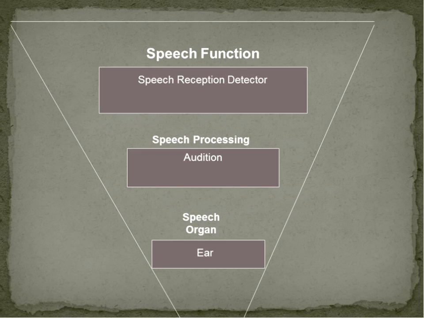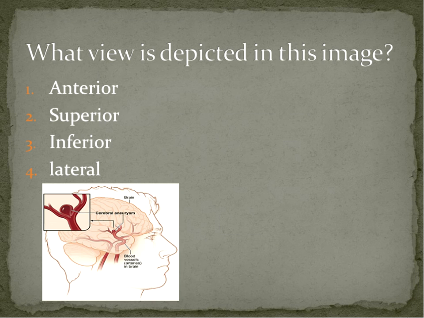Let me go back and see if I can switch the polling back. Okay. Are you able to see the poll? The options for multiple choice? Okay, so 1 would be A, 2 would be B, 3 would be C, and 4 would be D. What view is depicted in this image?